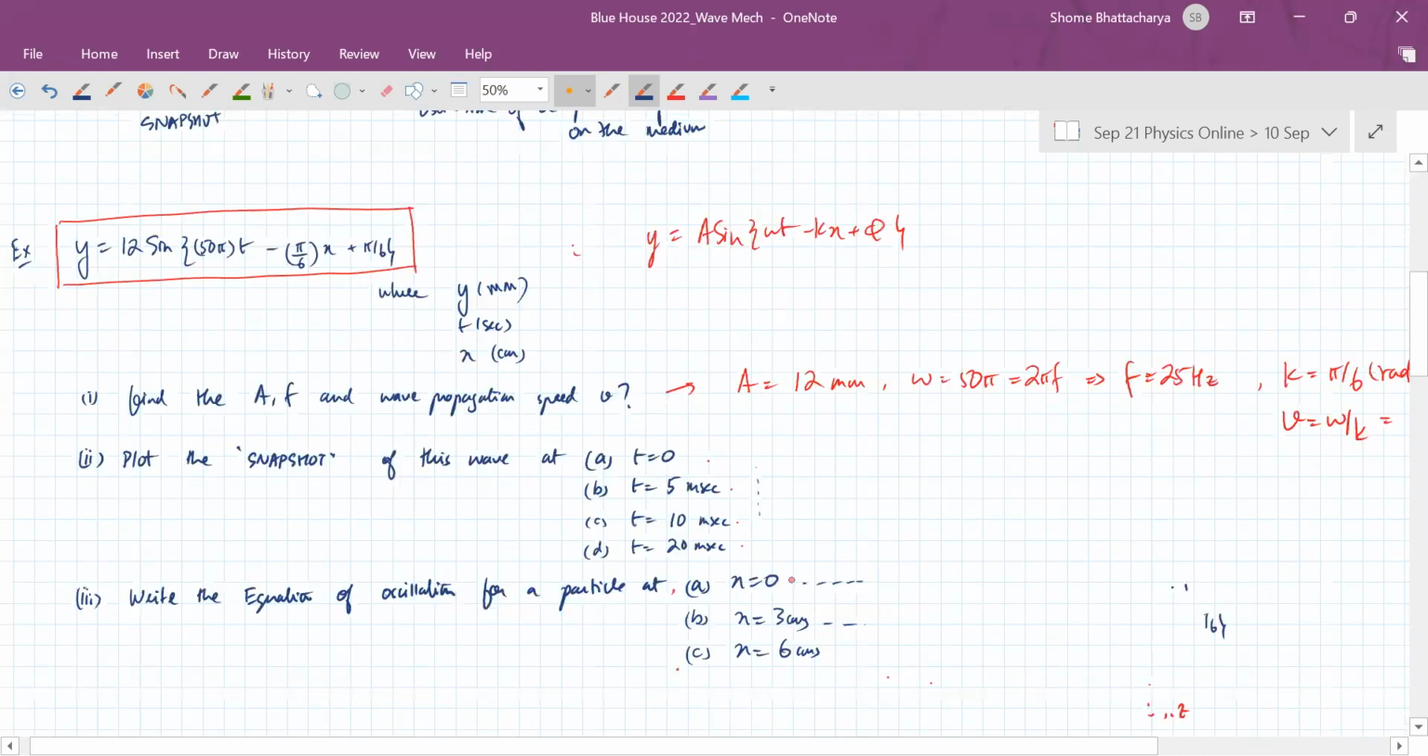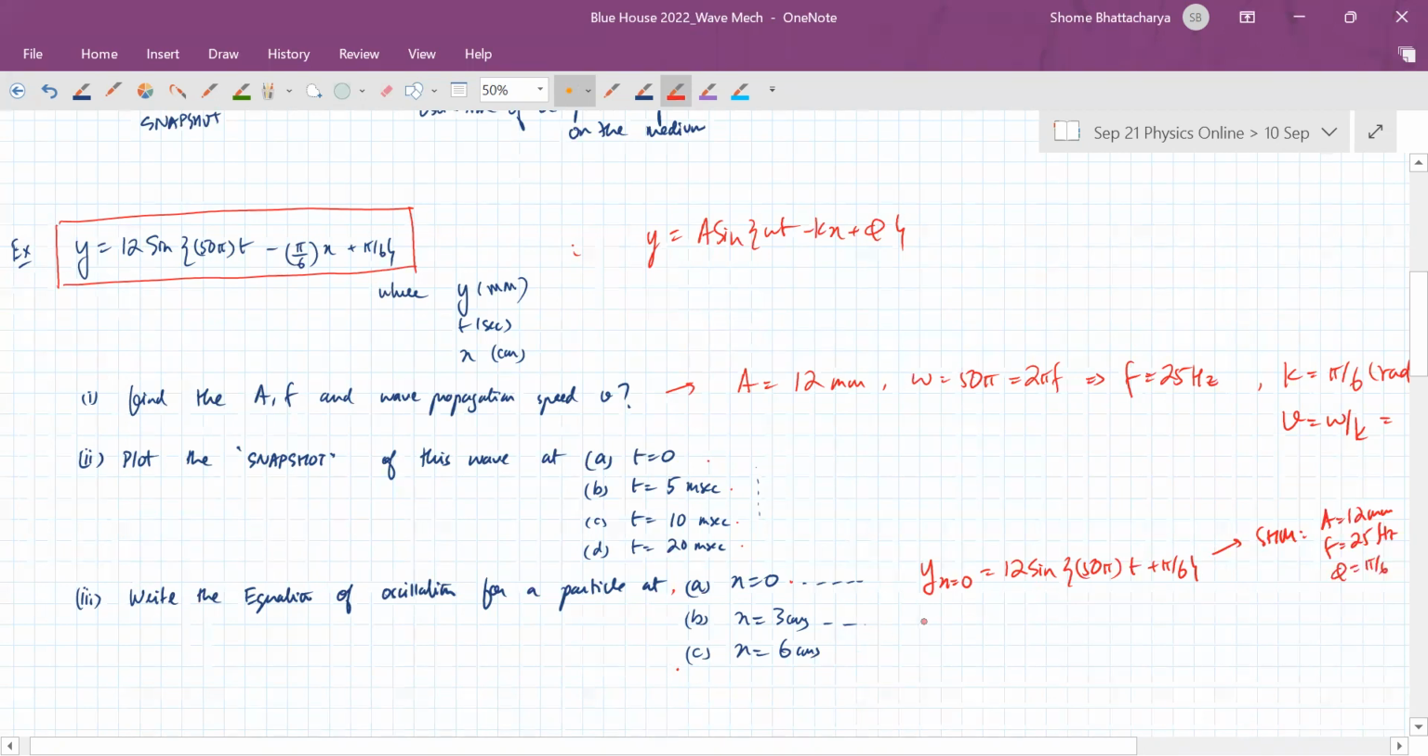So we can see that at x equal to 0, if you just substitute x equal to 0, the equation of oscillation of that particular medium particle, which is located at x equal to 0, as a function of time, will become 12 sine (50 pi t plus pi by 6). You can see it's an SHM with amplitude equal to 12 millimeter, frequency equal to 25 hertz, and the initial phase constant as pi by 6.